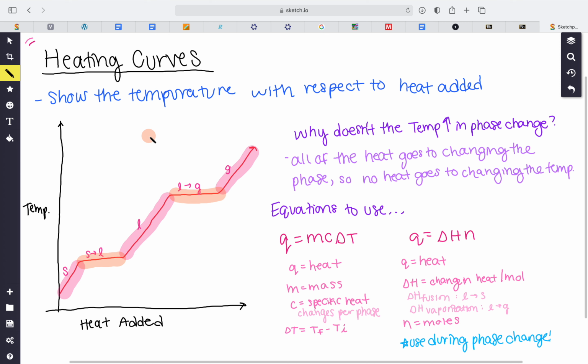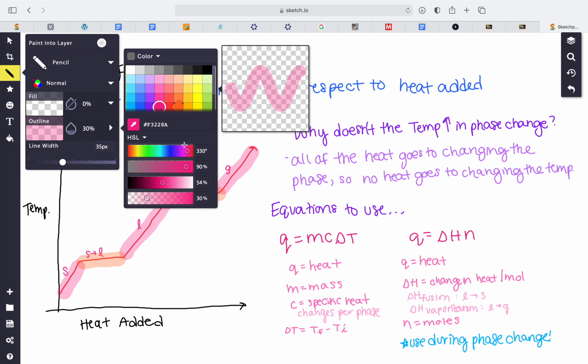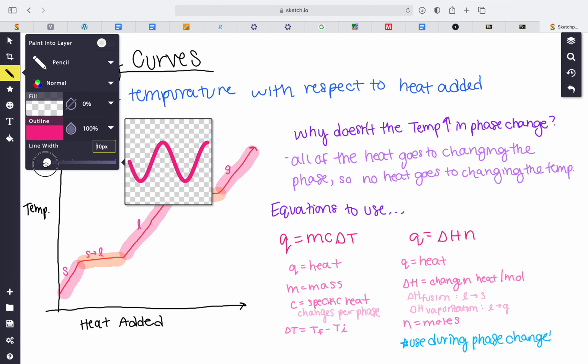So that requires a lot of heat. All of the heat that is being added is going towards the changing of the phase. You're not increasing the temperature, you're not decreasing the temperature. The temperature is staying at 0 because it's putting all of its energy into changing the phase. With that being said, we do have some equations that we're going to be working with as well.